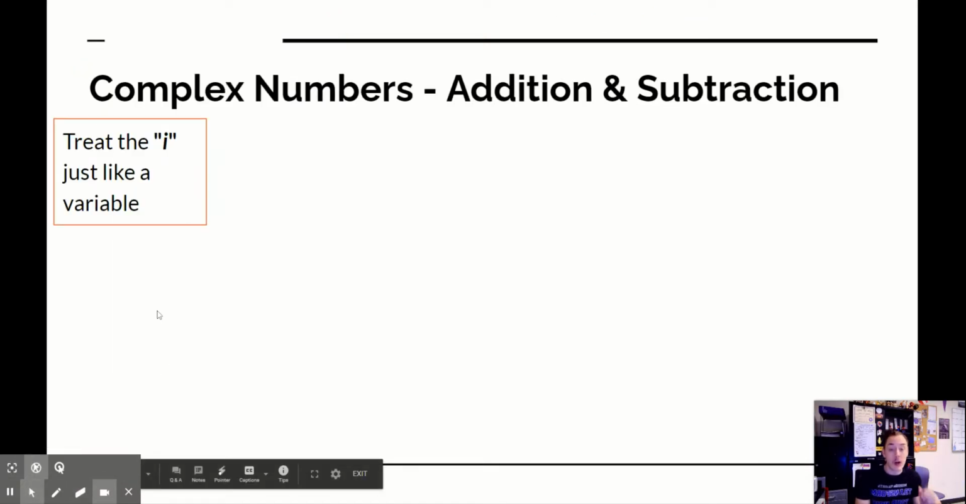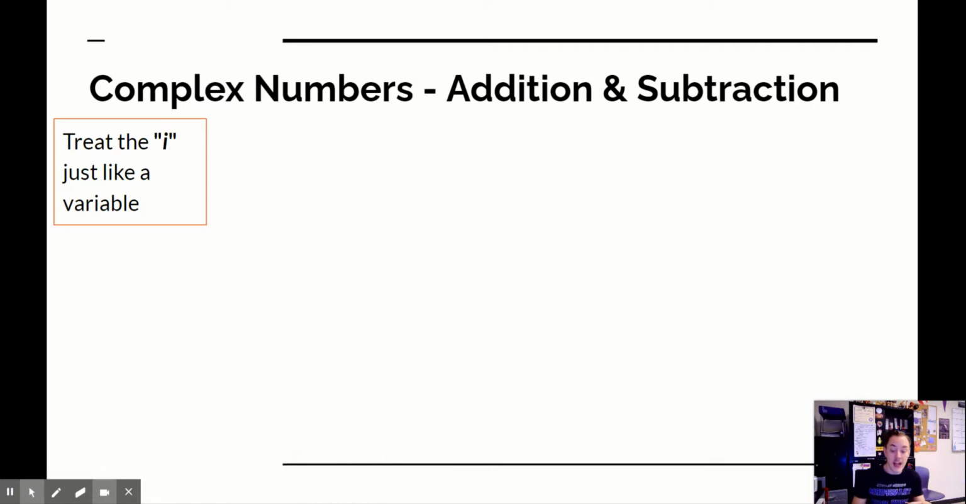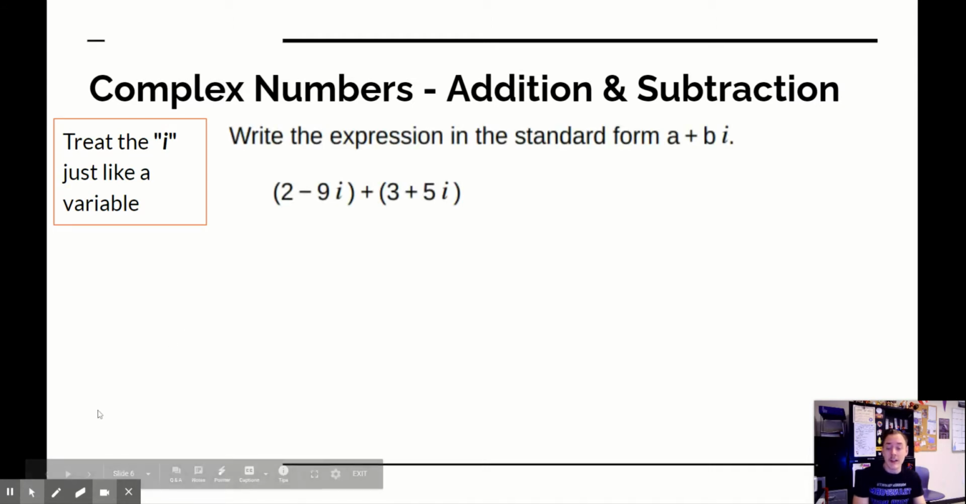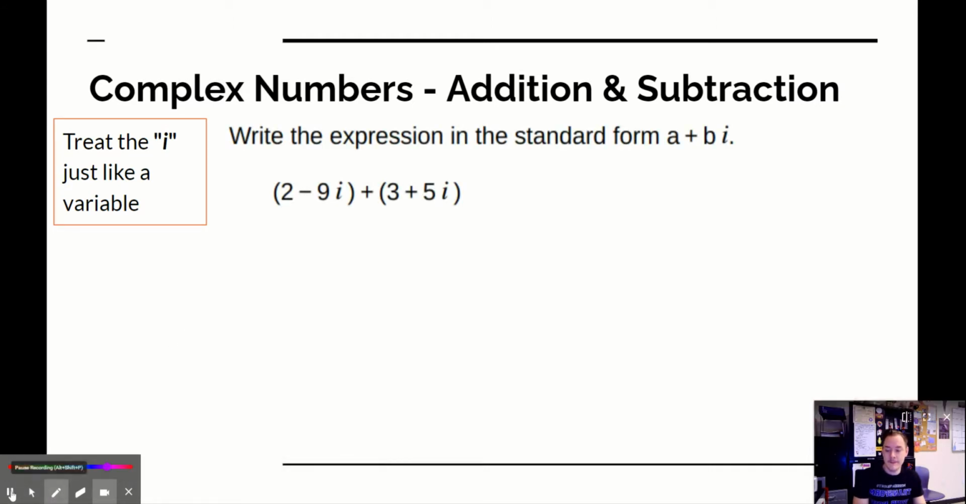Okay, so we're going to treat i just like a variable. We're going to go through addition, subtraction, multiplication, and yes, of course, we are going to be doing division and doing a fancy little thing with that. And then I'm going to show you how to plot them on an XY plane and then bring in what we call the absolute value of a complex number. So lots of stuff that we're going to go through today. Let's start out with the very basic.